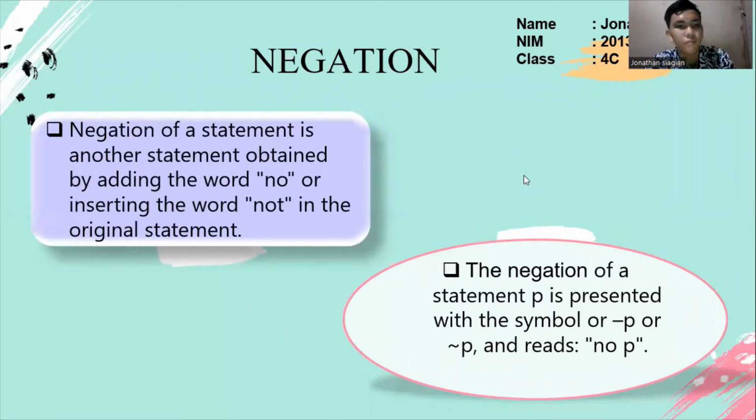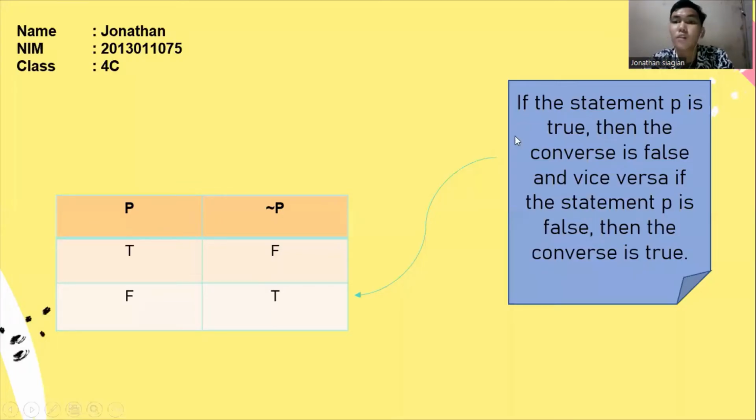And next, if statement P is true, then the converse is false, and vice versa. If the statement P is false, then the converse is true. We can see the table on the side. If statement P is true, negation of P or converse P is false. Vice versa, if the statement P is false, negation of P is true.